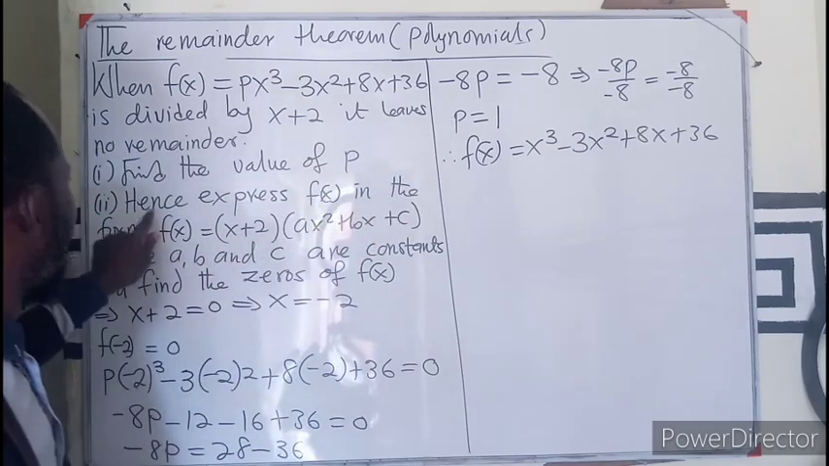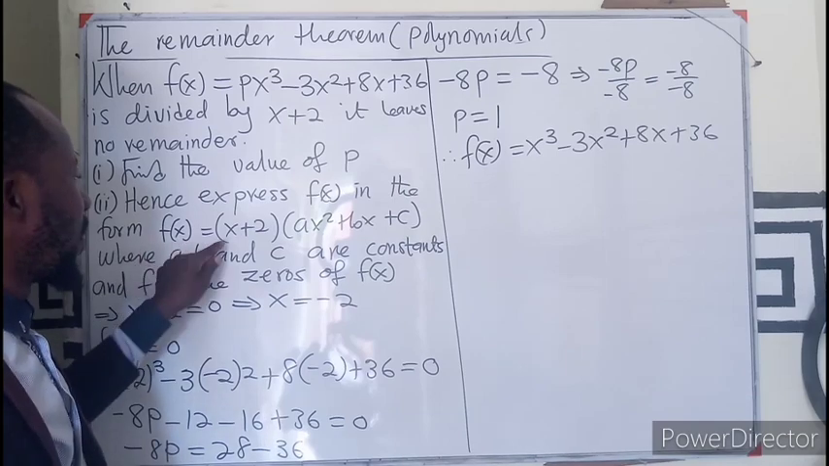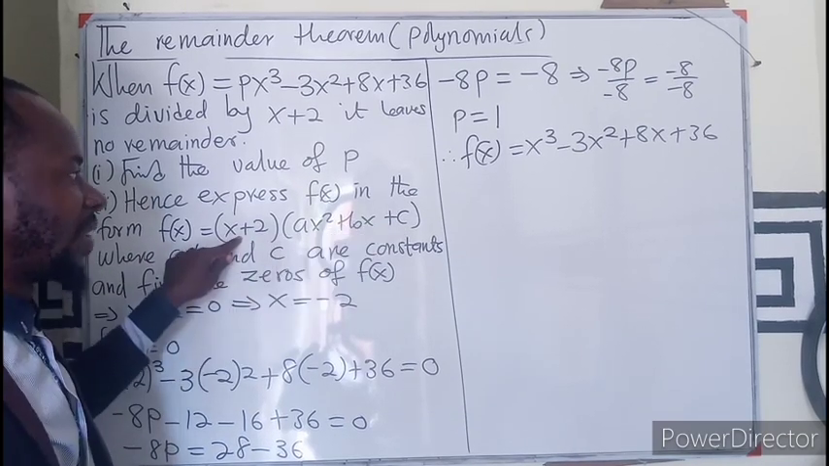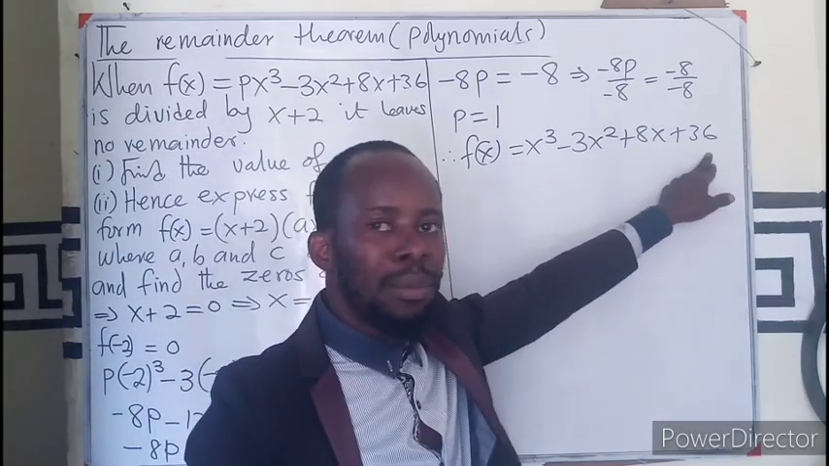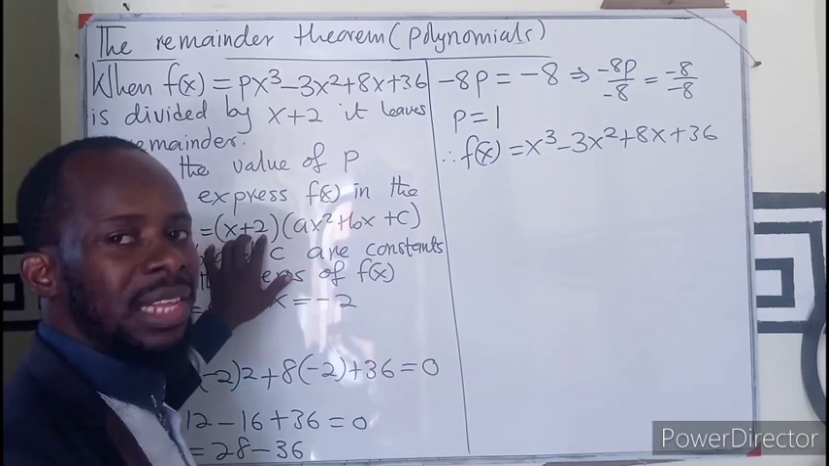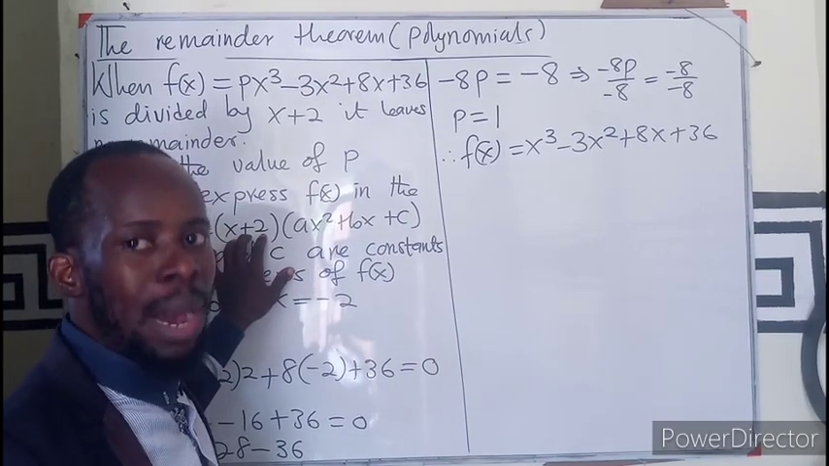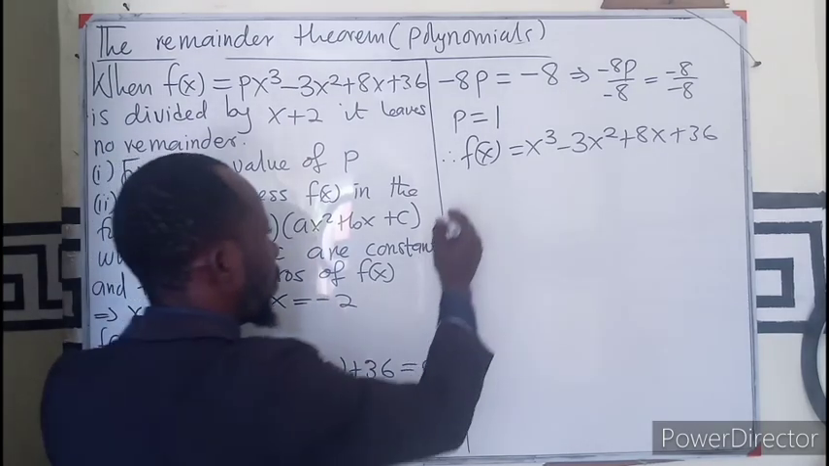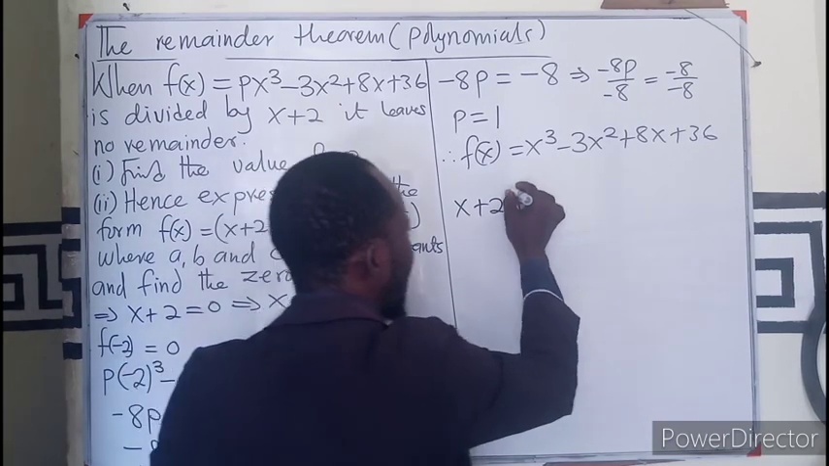Hence, express this function in the form divisor times quotient. Divisor times quotient means we have to divide this by the divisor. That will only be done using the long division approach. So now we are going to divide by this, so x plus 2 outside.